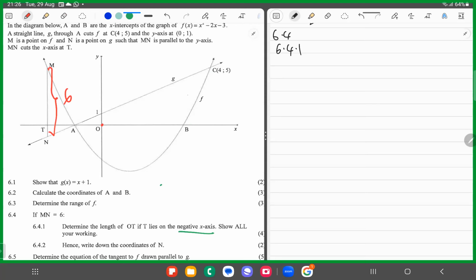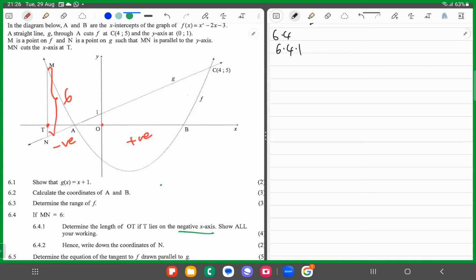Here is O and here is T. Determine the length of OT if T lies on the negative x-axis. Here is T. It is on the negative x-axis because x is negative this side, but x is positive this side. Show all your working. Right. So this is easy.